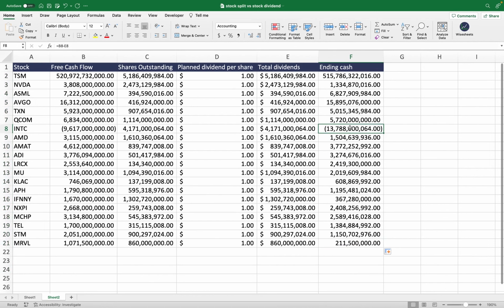In this case, if Intel decides to pay this much in dividends increase, they would actually have a negative cash. So we probably don't want to do that, because that means they would be losing money essentially by issuing this dividend. But I hope that with this example, you now have a more concrete understanding on how it is that companies issue dividends to their dividend investors.